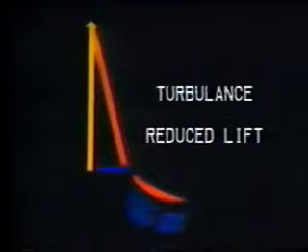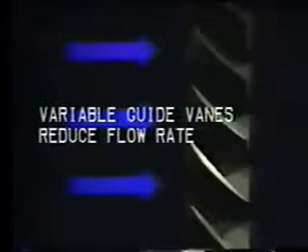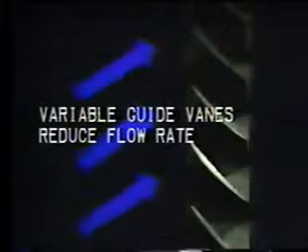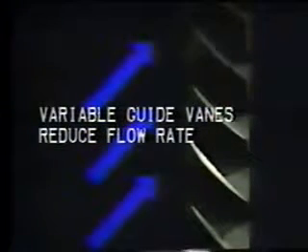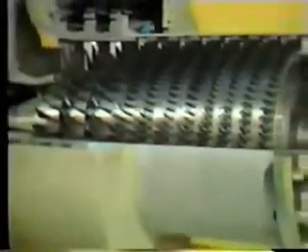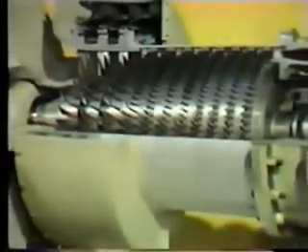Surges becoming blocked, flow velocity dropping. Airflow stops because air strikes the compressor blades at too great an angle, causing turbulence and reducing lift. Stall is prevented by the variable guide vane system, reducing volume flow rate at low engine speeds.